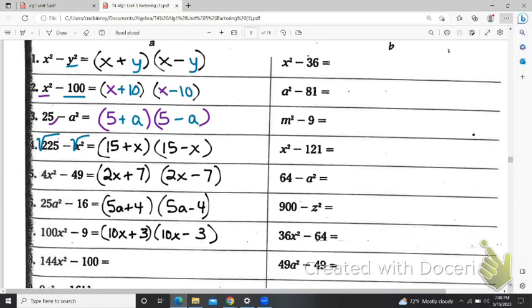Number 8, the way this workbook was set up, they may have just intended that you would just, those are both perfect squares. But technically, we should be in the habit of finding a GCF first. And in this case, there is a GCF. 4 goes into both of these. So 4 goes in, and then I have 36x squared minus 25.